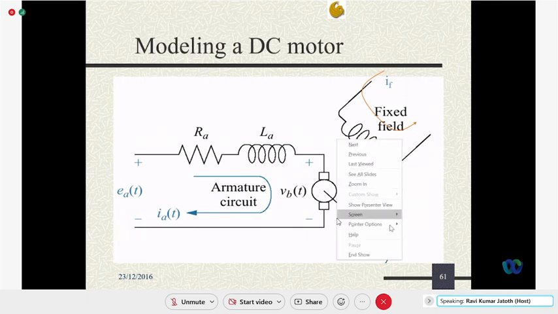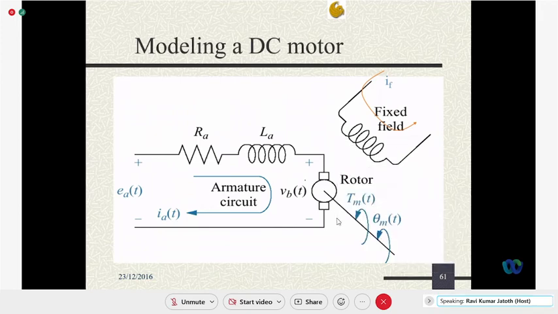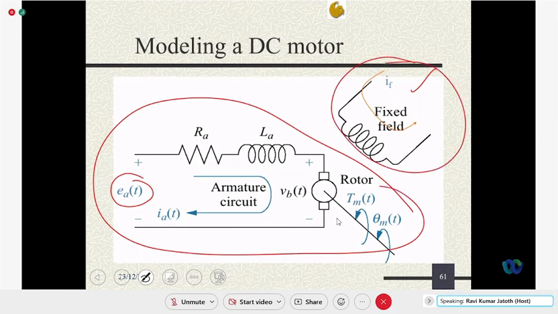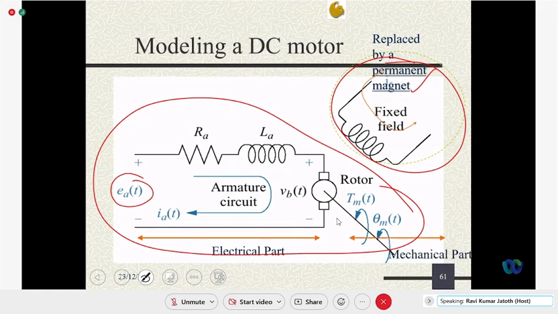When the motor rotates in one direction, it produces back EMF, represented as VB of t. When you apply armature voltage here, it is converted into torque. The torque is given as Tm of t, and the angular rotation is theta m of t, right? Here is the armature coil equivalent, and this is called the stator. The stator can be fixed or varied, or it can be replaced with a permanent magnet. This is the electrical part, this is the mechanical part, and the combination is the electromechanical part.